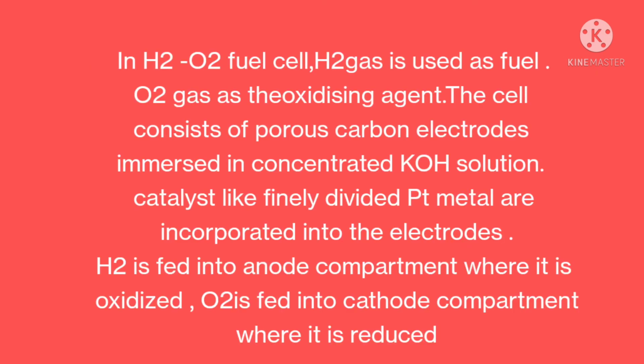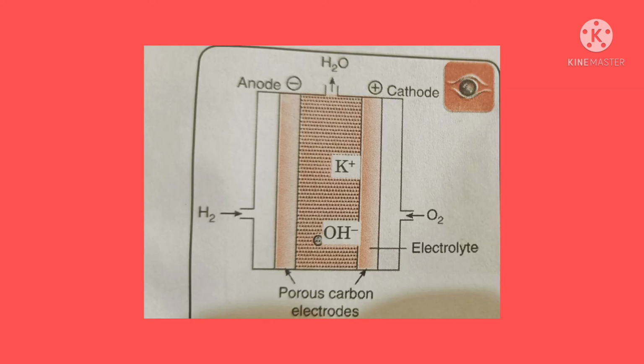In hydrogen-oxygen fuel cell, hydrogen gas is used as fuel, oxygen gas as the oxidizing agent. The cell consists of porous carbon electrodes immersed in concentrated KOH solution. Catalysts like finely divided platinum metal are incorporated into the electrodes. Hydrogen is fed into the anodic chamber, whereas oxygen is fed into the cathodic chamber. So here is the diagram of fuel cell.